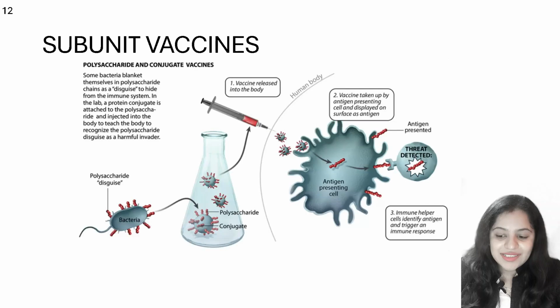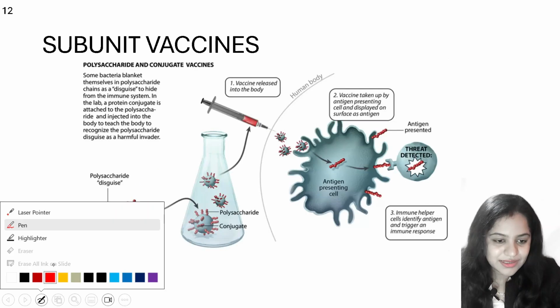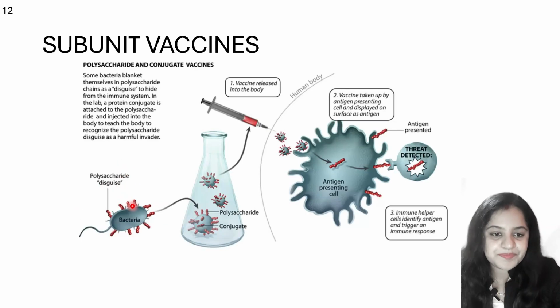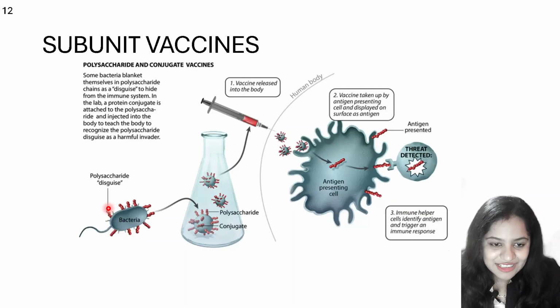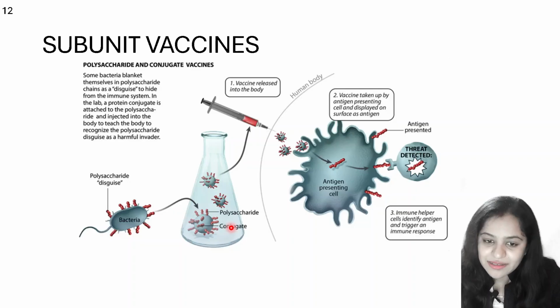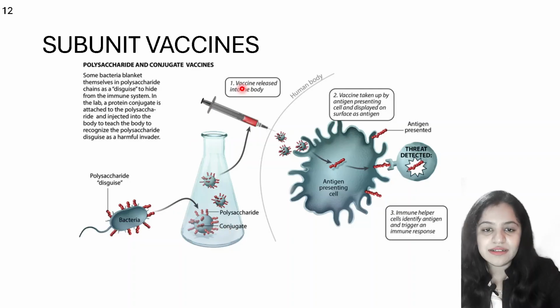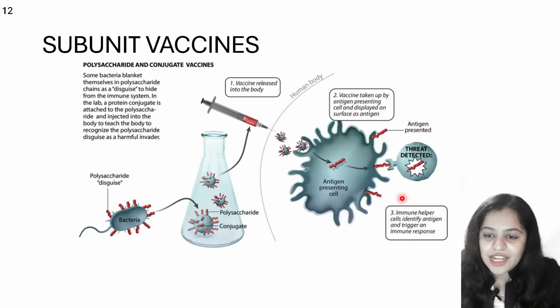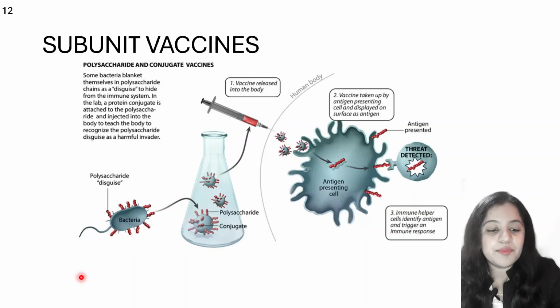Now let's have a diagrammatic representation of it to understand it better. You see, this bacteria has polysaccharide. So in this vaccine, you can either use the polysaccharide or you can use the conjugate part, that is, polysaccharide added with protein, so it's conjugated, joined together. This vaccine is released into the body. The vaccine is taken up by the antigen presenting cell and displayed on the surface as the antigen. Threat detected, and the immune helper cell identifies the antigen and triggers an immune response.